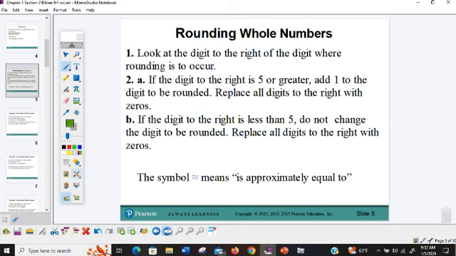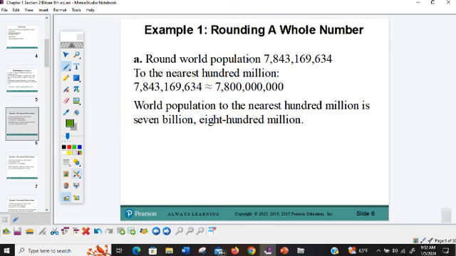So let's try some. It says round the world population to the nearest 100 million. So it goes ones, tens, hundreds, thousand, 10,000, 100,000, million, 10 million, 100 million. So I'm looking at this 8. Now that 8 is either going to stay the same or it's going to go to 9. To determine that, you look at the number on the right. The number on the right is a 4.